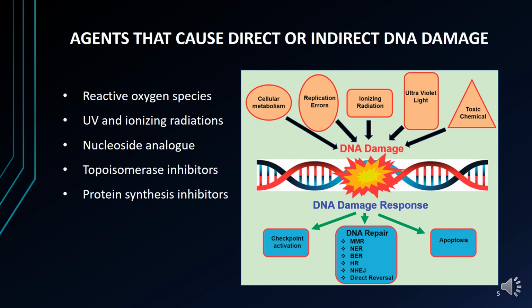This DNA damage leads to the activation of feedback mechanisms in our body, like checkpoint activation and DNA repair mechanisms. These include mismatch repair, nucleotide excision repair, base excision repair, homologous recombination, non-homologous end joining, direct reversal, and apoptosis. With the activation of all these feedback mechanisms, the systems recognize whatever DNA damage occurs, and that damaged DNA is corrected through these mechanisms.